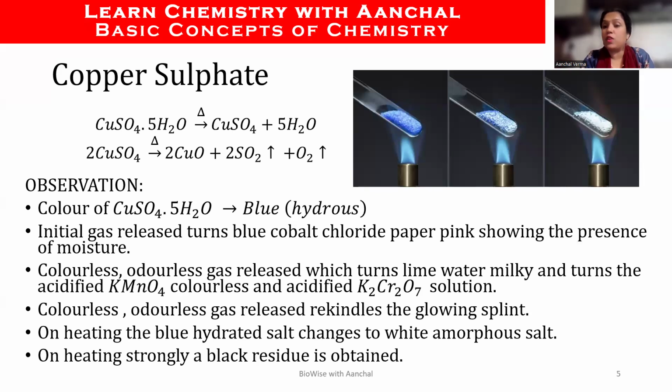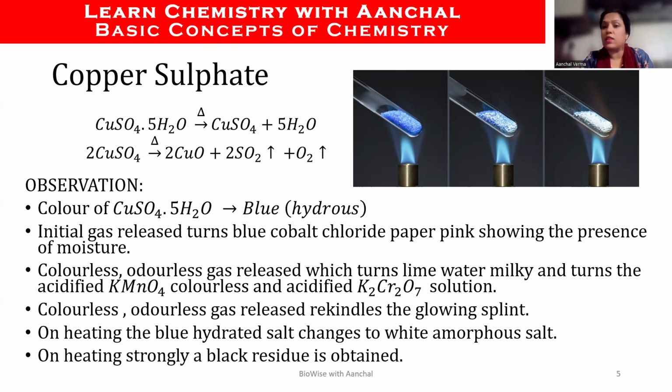So, when blue vitriol is heated strongly, first of all, it will lose moisture and an amorphous white colored substance, that is copper sulfate, is formed. Now, when you keep on heating this copper sulfate, it changes into copper oxide, which is a black residue, releasing gases like sulfur dioxide and oxygen.